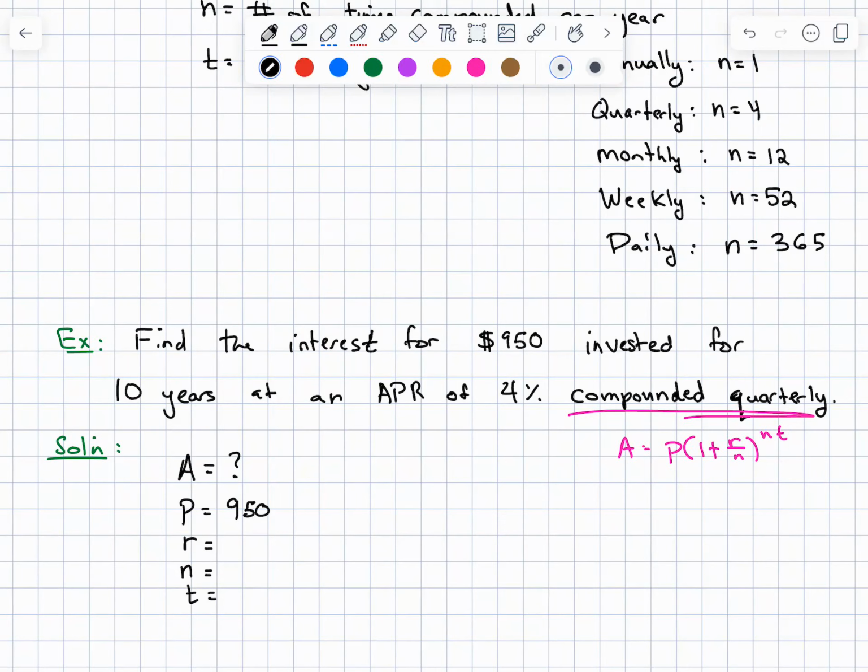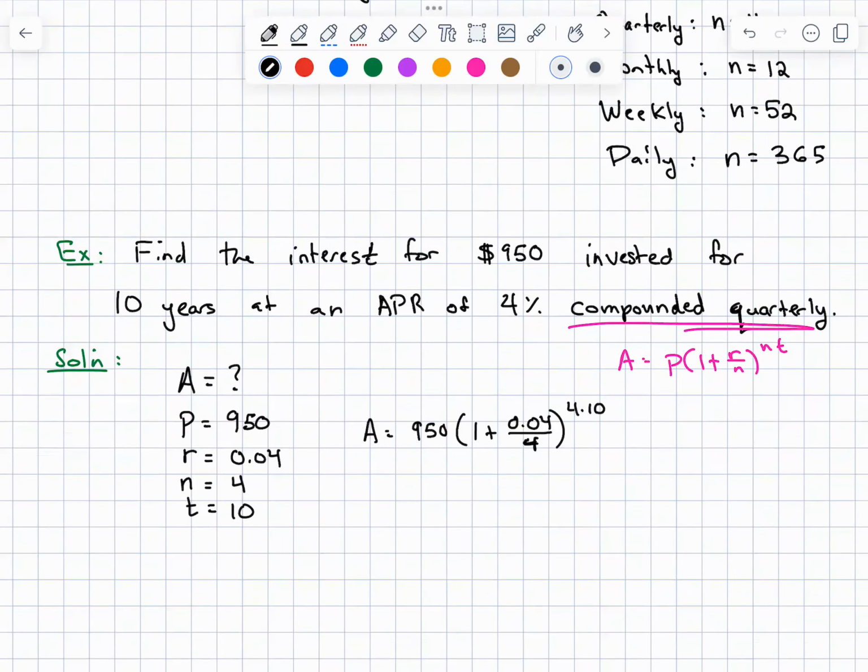R, the annual percentage rate, is already given: 0.04. N is compounded quarterly, so N is 4, and T is 10 years. We have everything we need here. A is going to equal 950 times, in parentheses, 1 plus 0.04 divided by 4, raised to the 4 times 10.